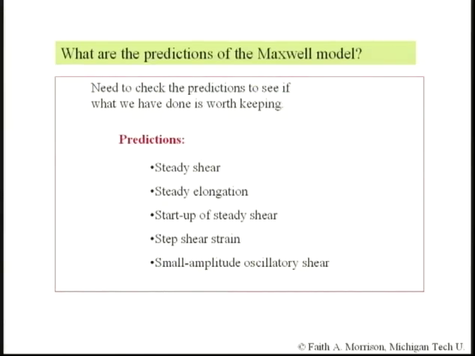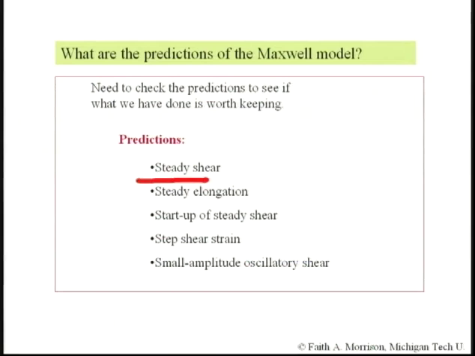Now we have a new constitutive equation. Let's check its predictions. We can predict anything we like: steady shear, steady elongation, startup, step strain, small amplitude. We're actually going to do a few of these because they're important for this model. Am I going to do steady shear? I might be doing steady shear. Maybe in the homework, you might do startup for me. We're going to do step strain, and we're going to do small amplitude oscillatory shear.